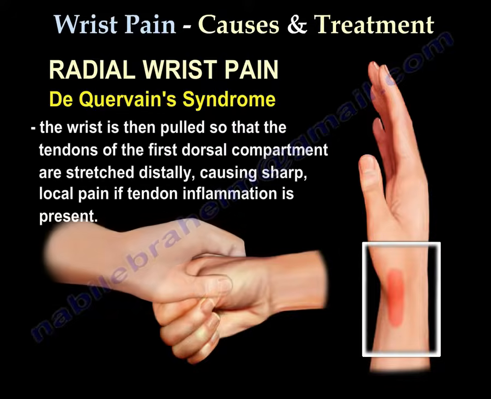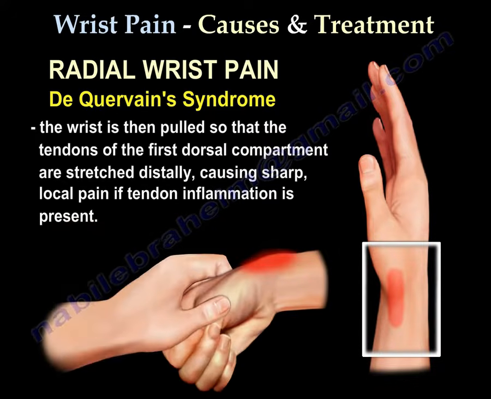The wrist is then pulled so that the tendons of the first dorsal compartment are stretched distally. That will cause sharp, local pain if tendon inflammation is present.